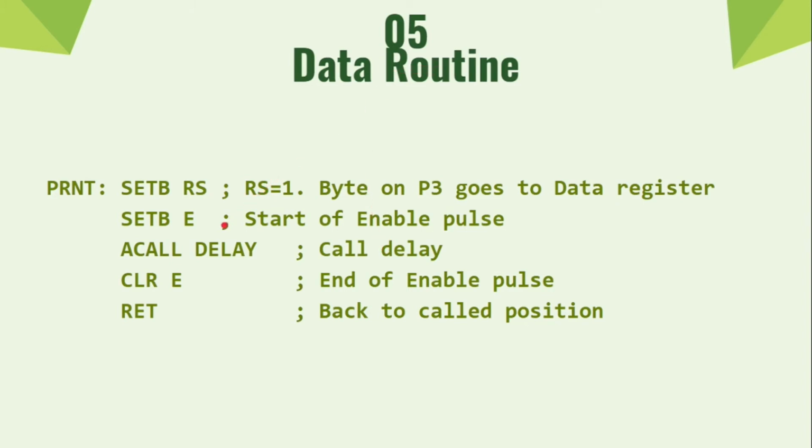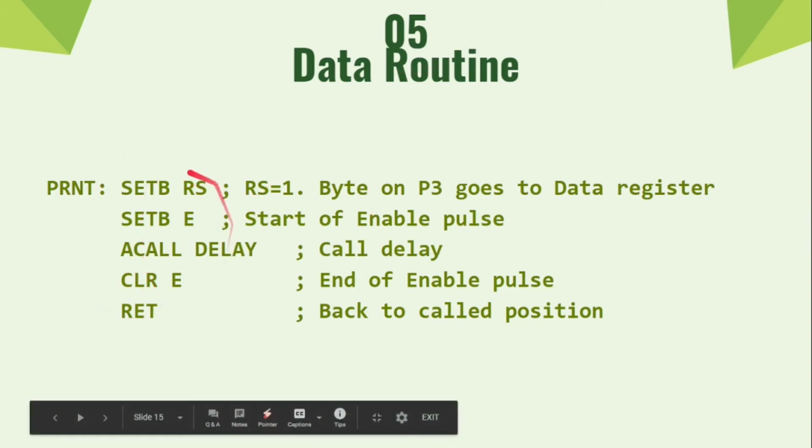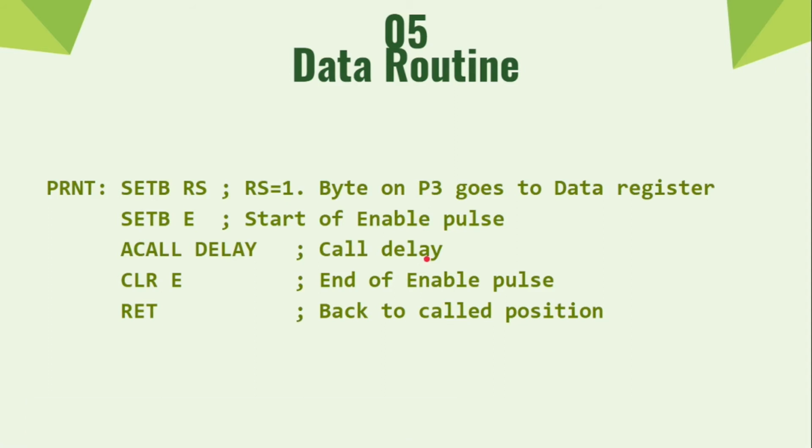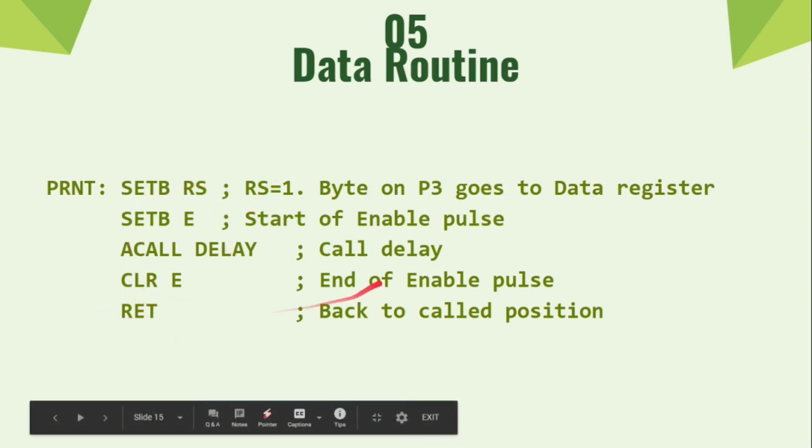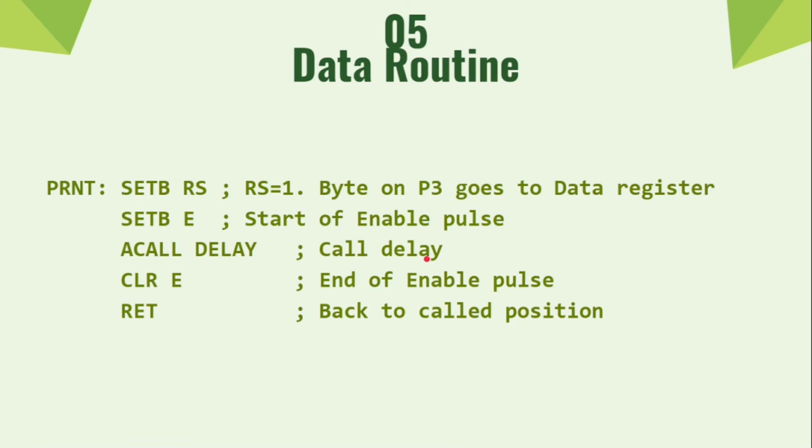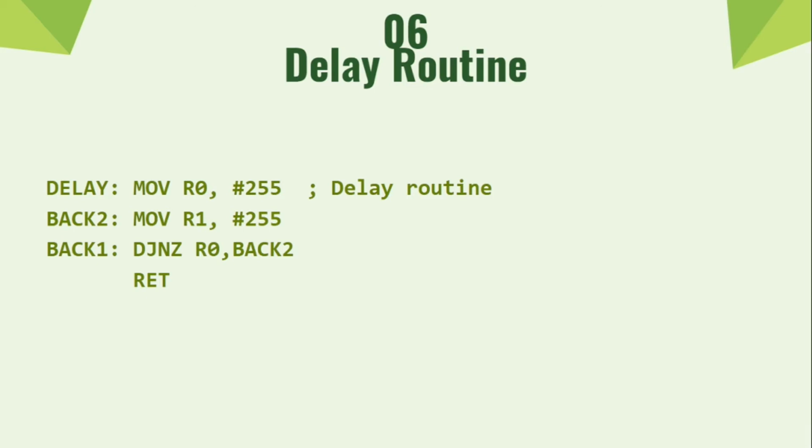The PRNT routine first sets RS to 1, which is selecting the data register on the LCD display. The LCD will now know that the data on port 3 is meant to be displayed. As before, enable pin is set and after a delay it is cleared, so the data is latched to the data register. The delay routine is called between write operations and creates a delay of about 70.5 milliseconds.